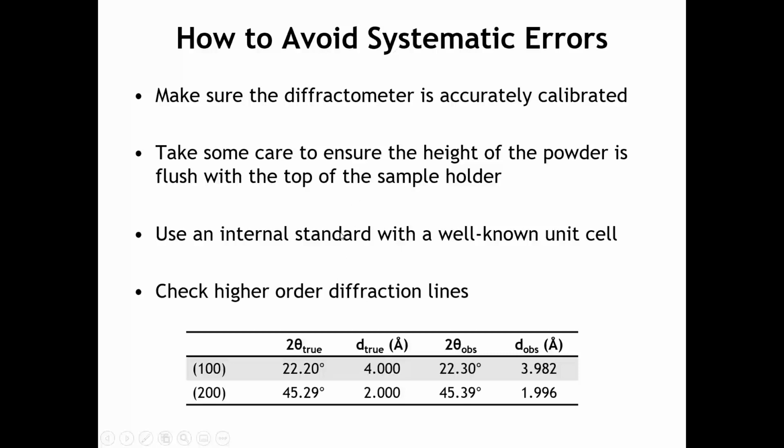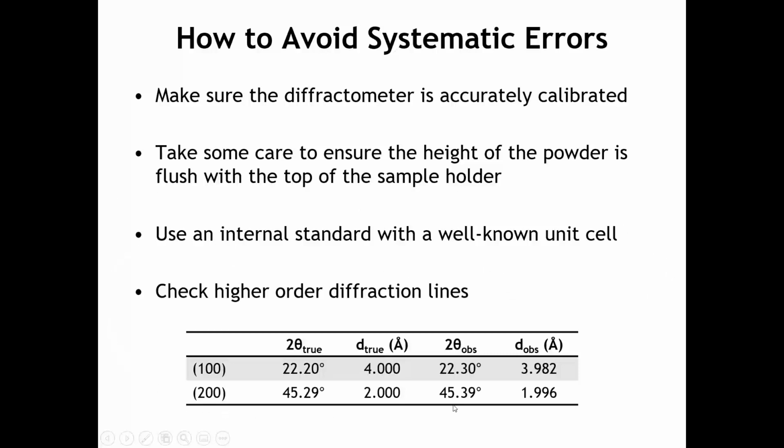Some other things you can do beyond that, one old school technique is to add something as an internal standard. So if you add a little bit of silicon or sodium chloride or something where you know the lattice parameter very precisely, you know exactly where those peaks should be, and depending on where you see those peaks, you can then set up basically a correction curve to account for any errors in the peak positions.